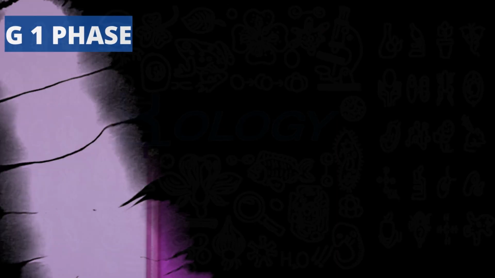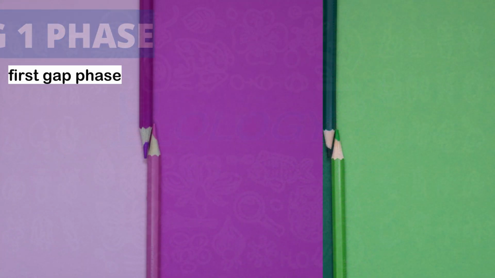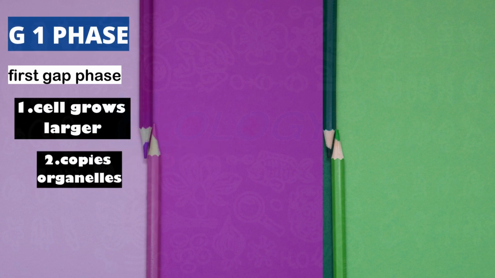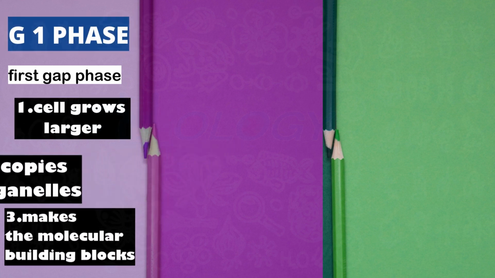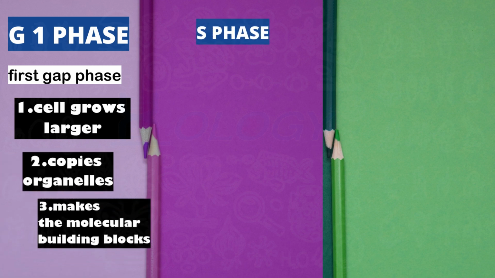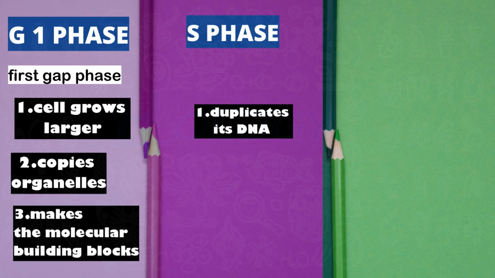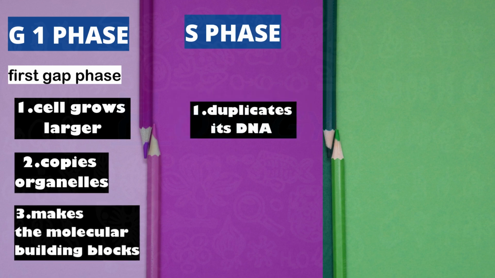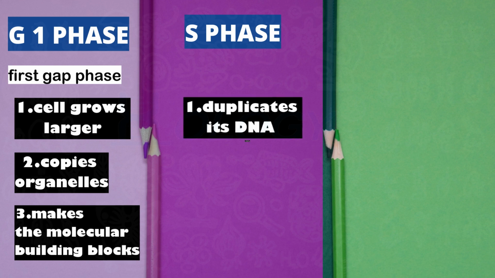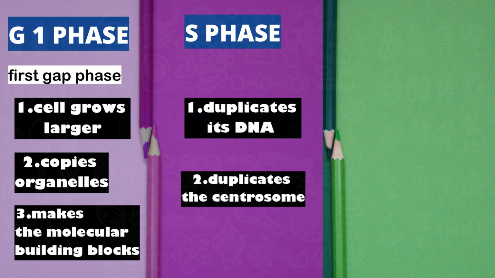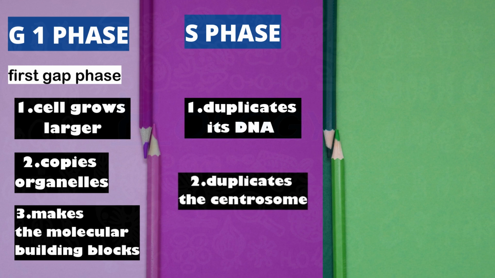During G1 phase, also called the first gap phase, the cell grows physically larger, copies organelles, and makes the molecular building blocks it will need in later steps. Next comes the S phase, where DNA synthesis occurs. During this stage, the cell carefully duplicates its DNA to ensure that each new daughter cell receives an identical copy of the genetic material. It also duplicates a microtubule organizing structure called the centrosome. The centrosomes help separate DNA during M phase.